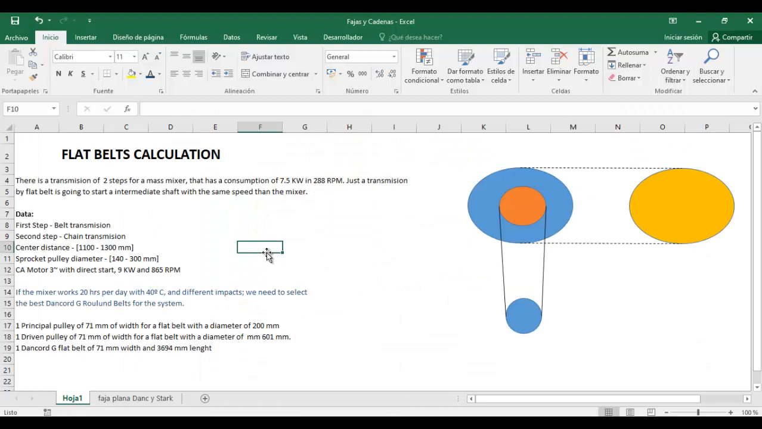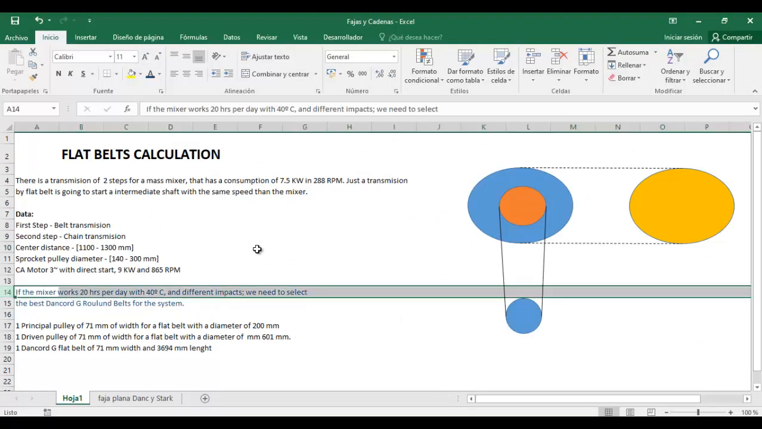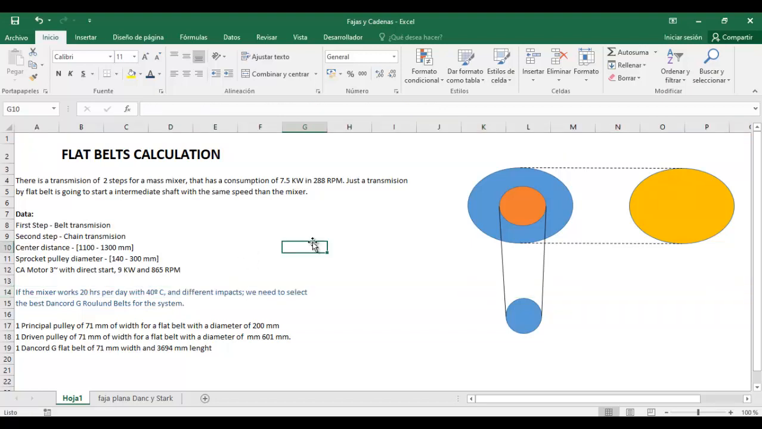You need to check also the place where the machine is gonna work, where it's gonna be assembled, the alignment, and different impacts. So you need to check it, but that information is something that you are gonna study, that you are gonna investigate when you have a real situation in real life.